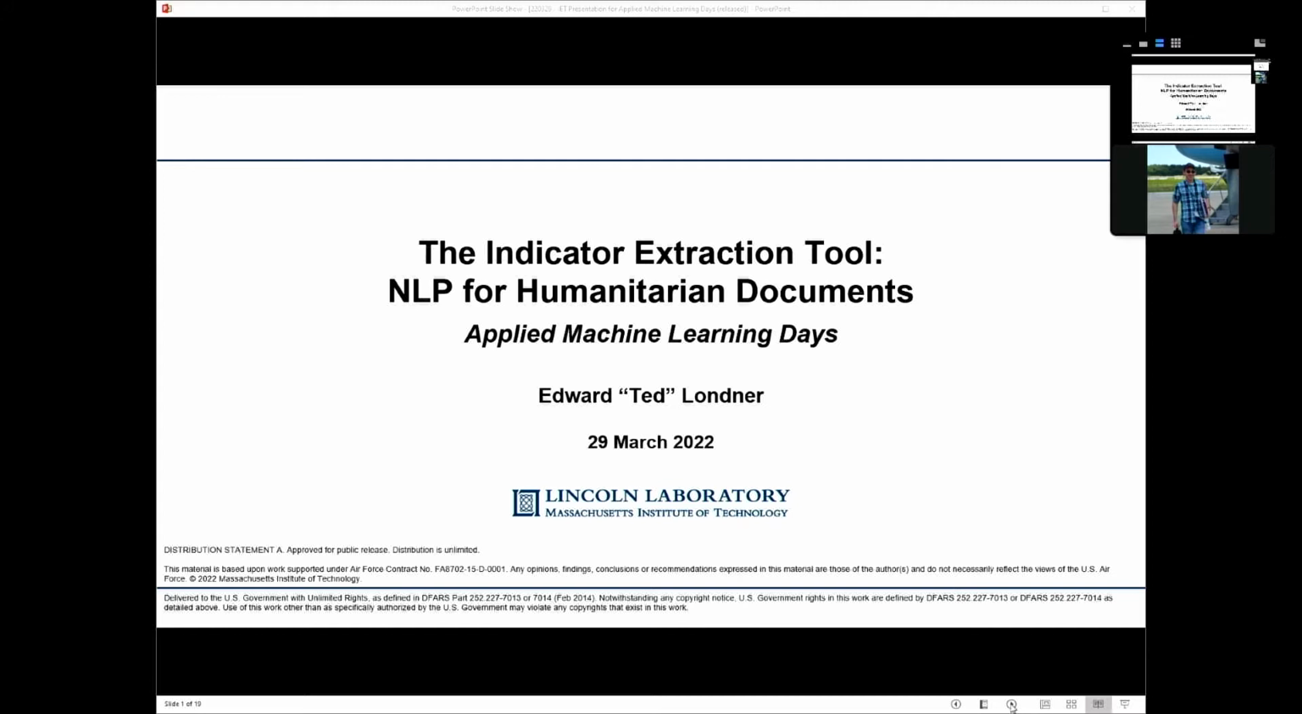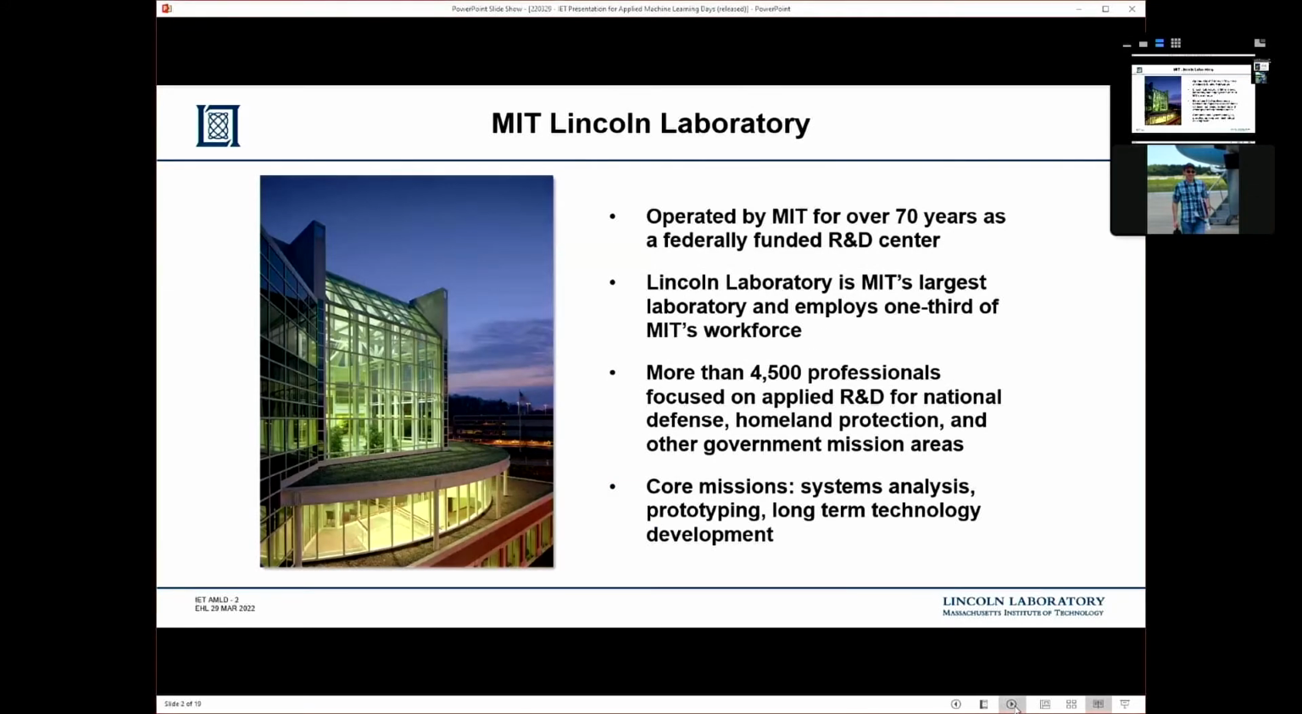So I'll start a little bit by talking about where I work. That's MIT Lincoln Laboratory. The lab is a federally funded research and development center in Lexington, Massachusetts, as was mentioned, about 70 years old. The core mission of the laboratory, which is a part of the Massachusetts Institute of Technology, is technology in service of national security.